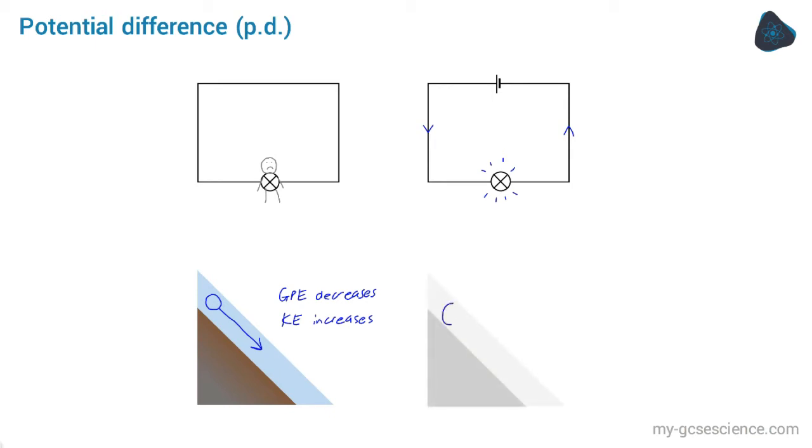In the same way, when a charge leaves the cell in an electric circuit, it has a maximum amount of electric potential energy, or EPE for short. As it travels through the circuit and flows through different components, its EPE will decrease and the energy it loses will be given to components in the circuit.